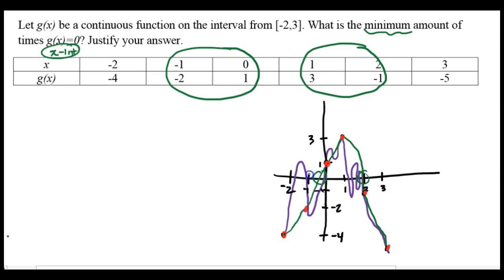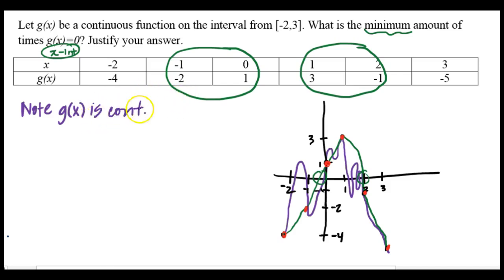So it could have crossed the x-axis many more times than that, but by the IVT, it has to cross twice, wherever g of x changes from either negative to positive or positive to negative. There were no sign changes between -4 and -2, 1 and 3, or -1 and -5. So that's just intuitively understanding it. Now we actually have to write it up. We're using the IVT, so what we need first is to note g of x is continuous.